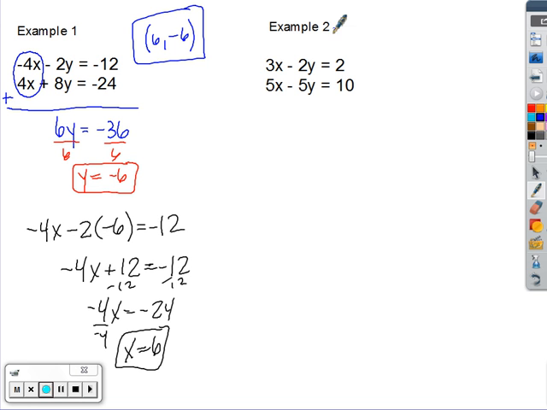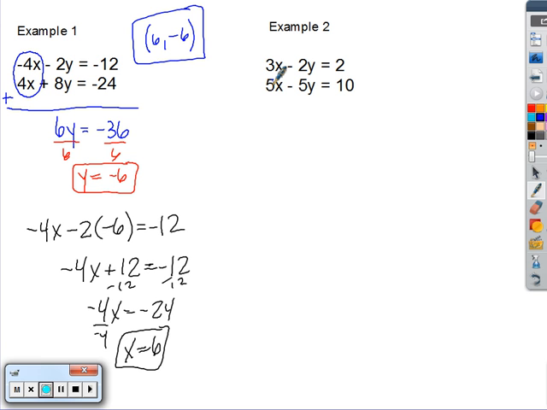Now, the second example here is a little more involved. Notice I don't have opposites here. 5 plus 3 is 8. Negative 5 and negative 2 is negative 7. So I'm no good right now, okay? I need to get opposites. So there's a couple ways to go about doing that. I'm going to look at the 3 and the 5, and I know that 3 times 5 is 15. So I'm looking for almost the LCM here. I mean, it is the LCM of those two numbers.